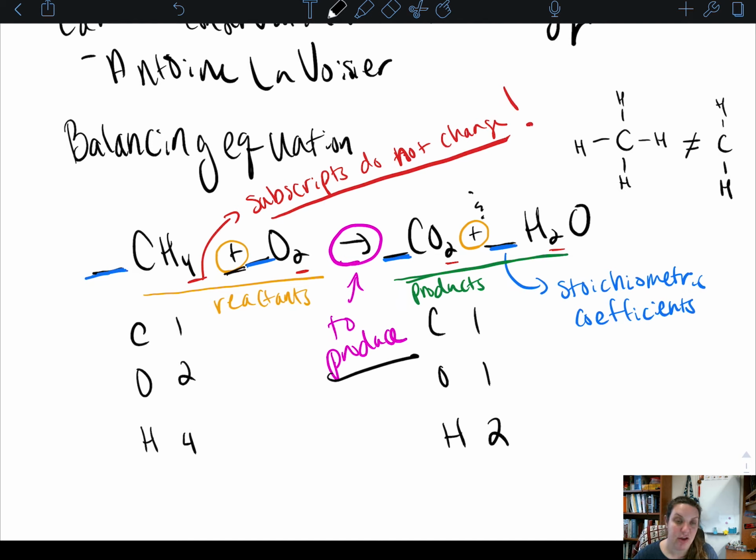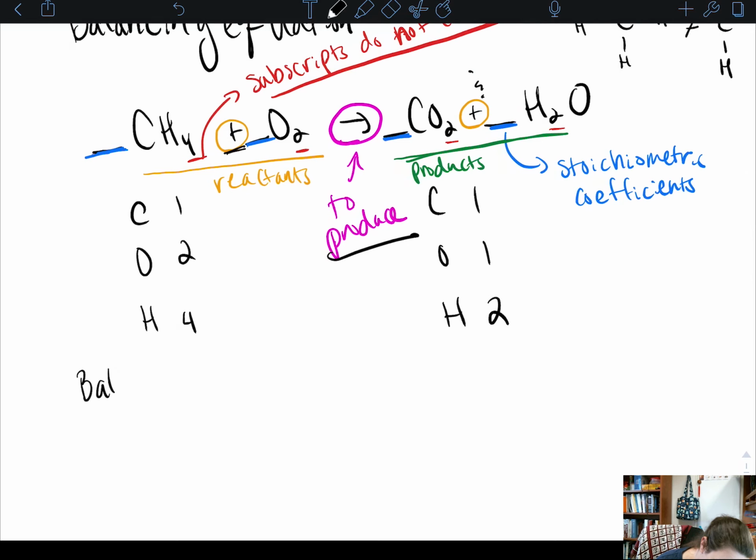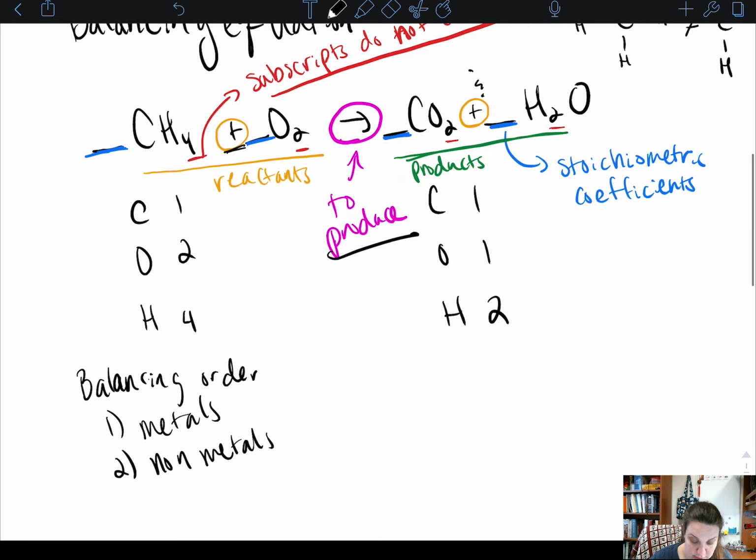Now, when we're balancing, we need to figure out what to put on as our coefficients in order to change this. As a general rule, you're going to do this in a certain order. When you are balancing your equation, you're going to balance out metals first, then non-metals with the exception of oxygen and hydrogen, then oxygen, then hydrogen. So balancing order: first are metals, then non-metals.